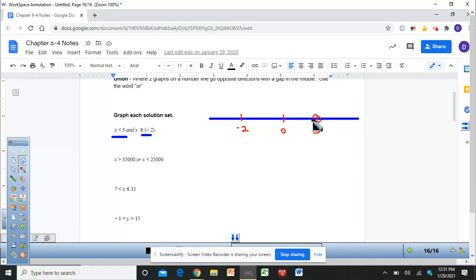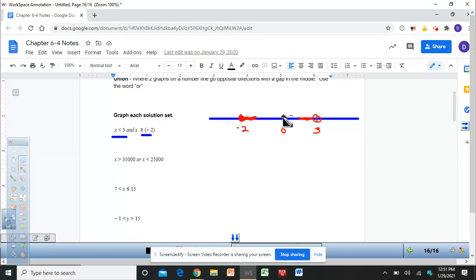So what I'm going to do now is I'm just going to lightly shade a little bit, just so I know which direction it's going. Okay, that is important to know which direction it's going for when we're done. Okay, same thing on the next one. I'm just going to put a closed circle on -2. And they're saying here x is greater than or equal to -2. So I'm going to shade in everything greater than or equal to -2.